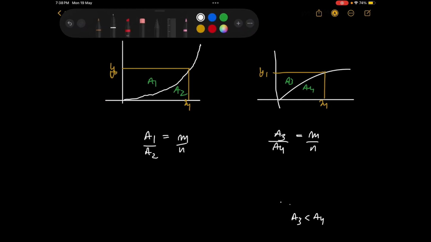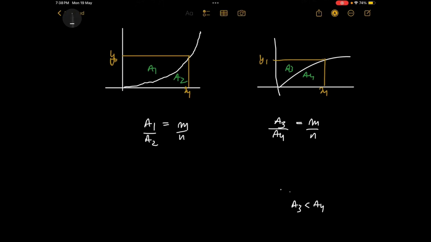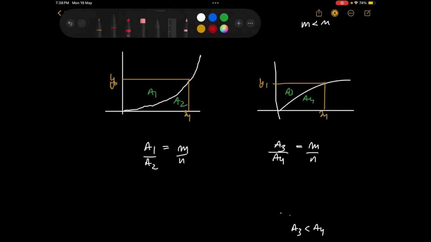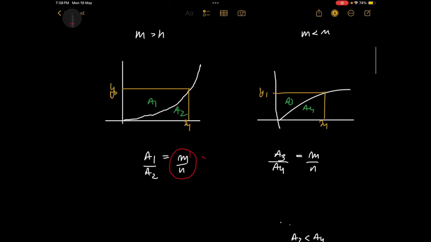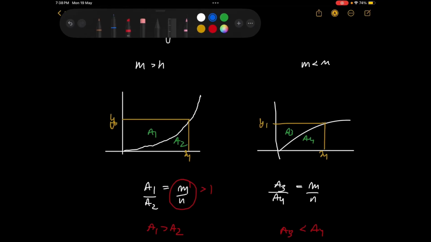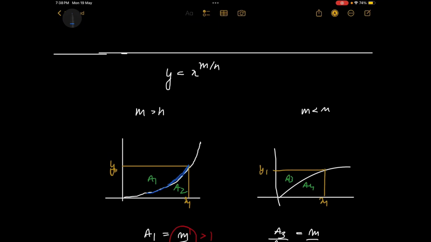Now, if I talk about the ratios m over n, for the first case, as m is greater than n, then this ratio would be greater than 1, so A1 would be greater than A2. And for the second case, as m is less than n, therefore A3 would be less than A4. This can also be observed on the graph. As this is a concave side, therefore A1 would be greater than A2, and as this is a convex side, therefore A4 would be greater than A3.